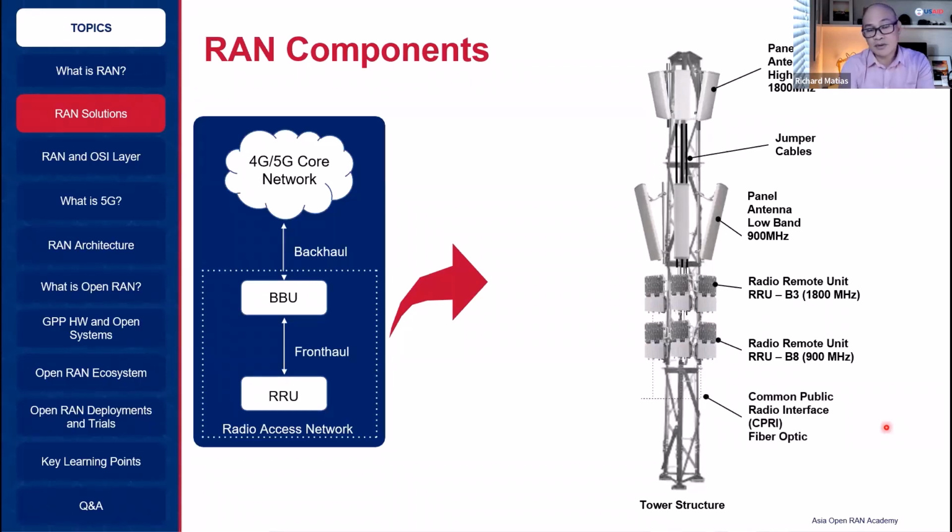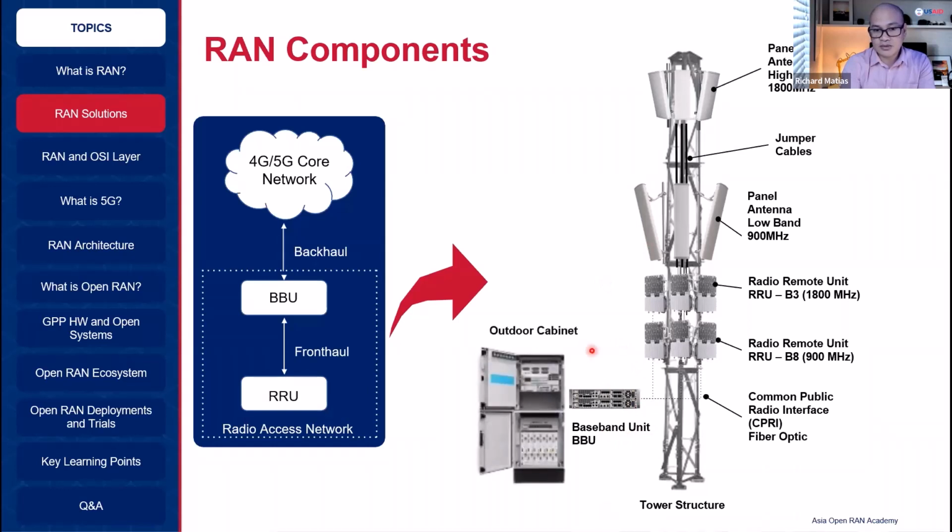This is a fiber optic cable, okay, but this is a proprietary interface coming from, for example, NEC, Nokia, Ericsson, and Huawei. So this is proprietary and connected to the baseband unit, in which the baseband processing is being done. And the baseband unit is commonly installed in an outdoor cabinet or inside a cabin.